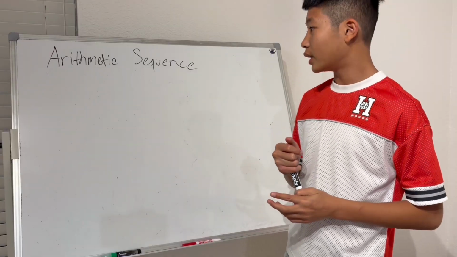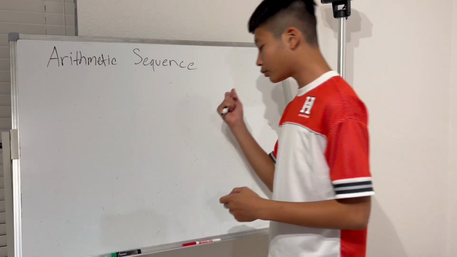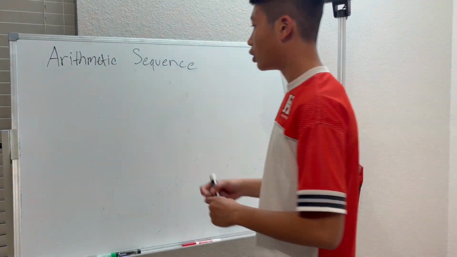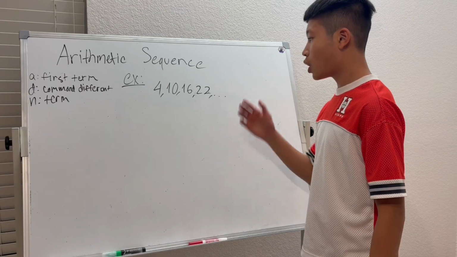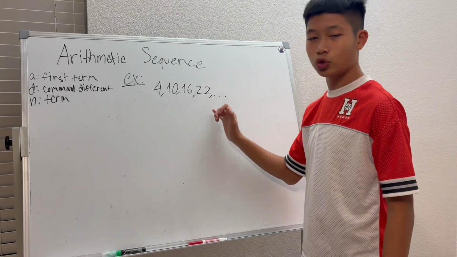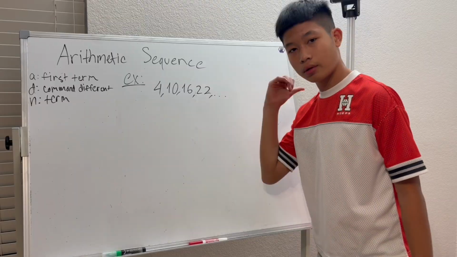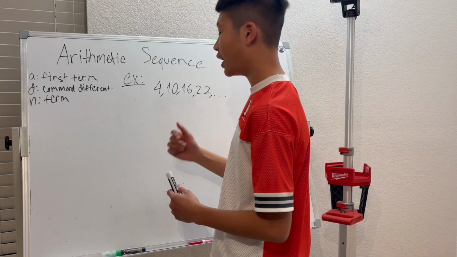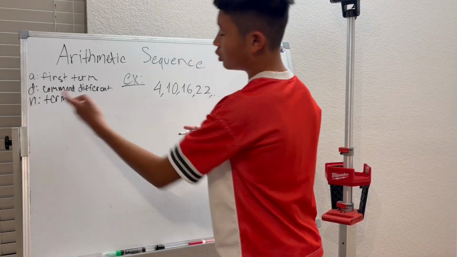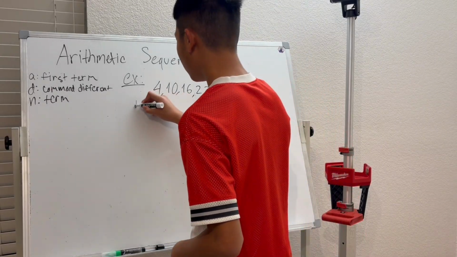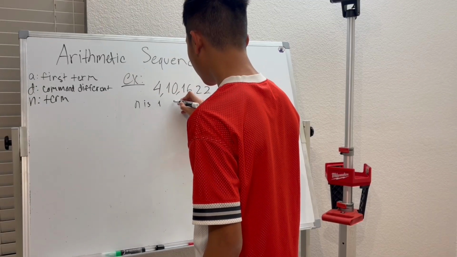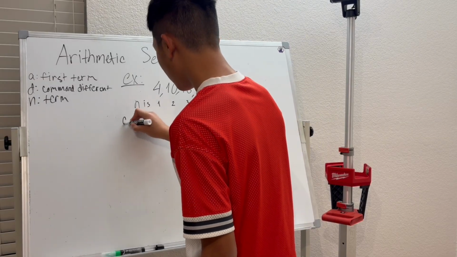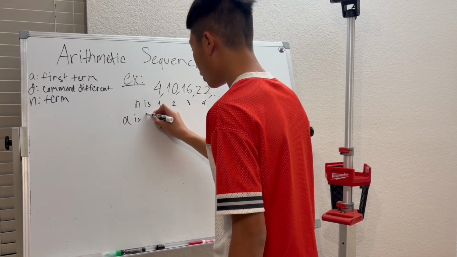What is an arithmetic sequence? Okay, so this is some terminology we need to know. We have this sequence right here: 4, 10, 16, 20, 22, comma, keep going. Dot, dot, dot means keep going. So, what is A? A is the first term. Let's label the terms with n first: first term, second term, third term, fourth term. So A, the first term, is 4.